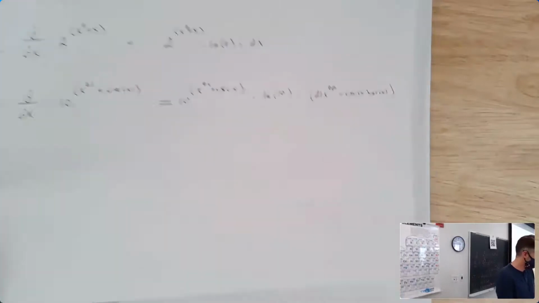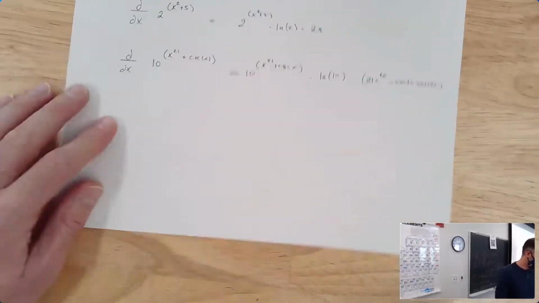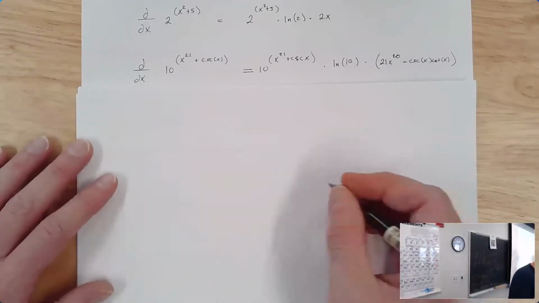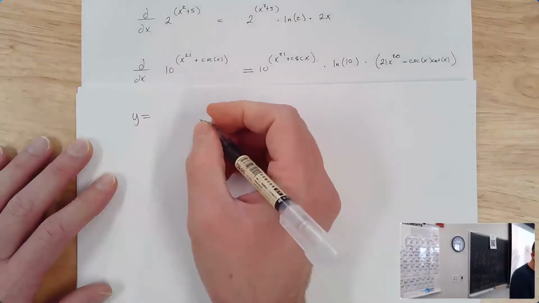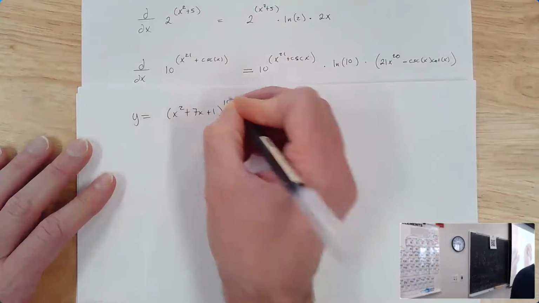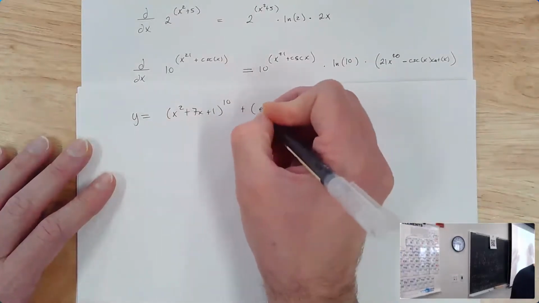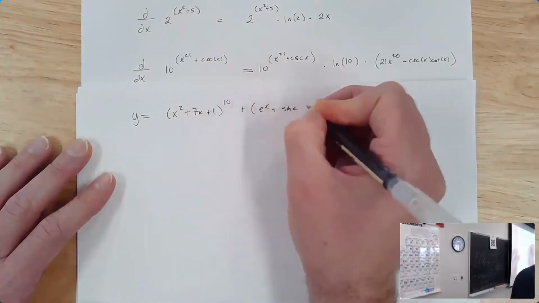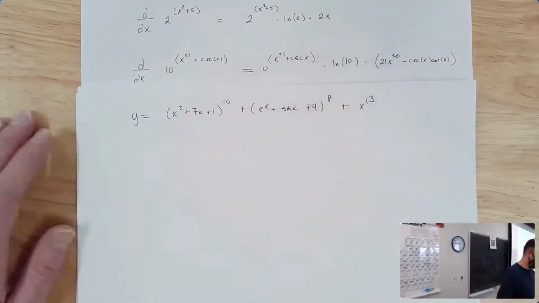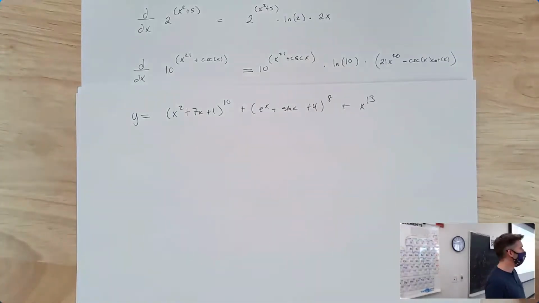Let's go ahead and use a new page here. So let's say we had something that looked terrible. Let's say we have y equal to x squared plus 7x plus 1 to the 10th power plus e to the x plus sine of x plus 4 to the 8th power plus x to the 13th power, which is totally completely a function of x. We could take the derivative of this the long way.